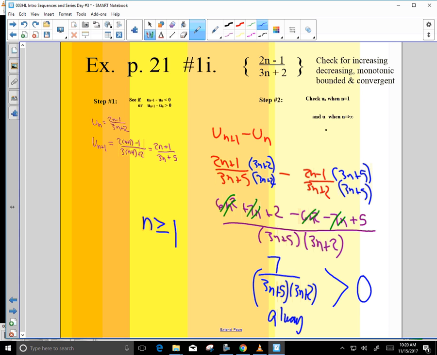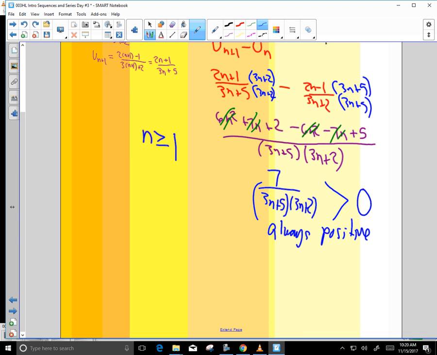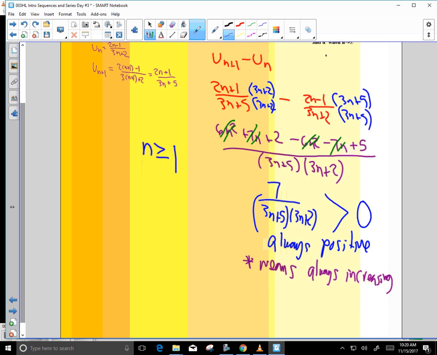Always positive means what? Always increasing, yep. Another way you could do this is take the derivative, see if it's always positive. But this is a surefire way to do it. So what we proved here, we want to show that it's bounded, but first thing we showed is that it's always increasing. The other thing I need to do is check to see what happens at n equal to 1 and n approaching infinity.